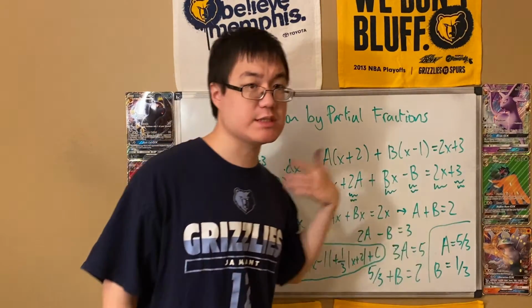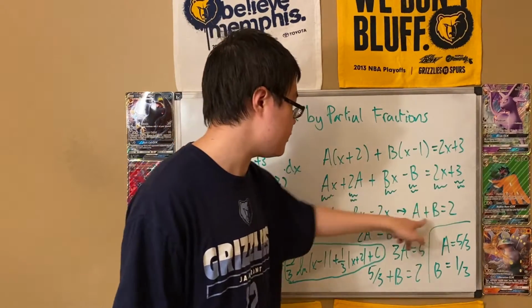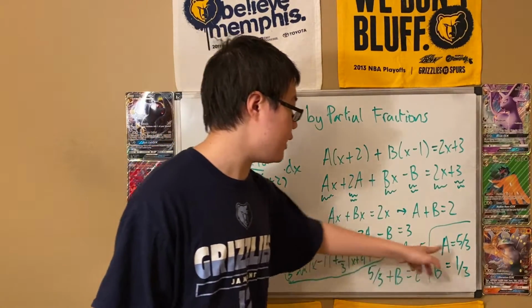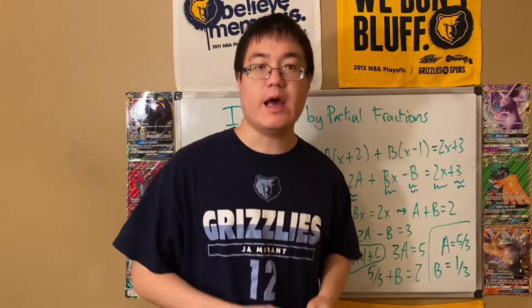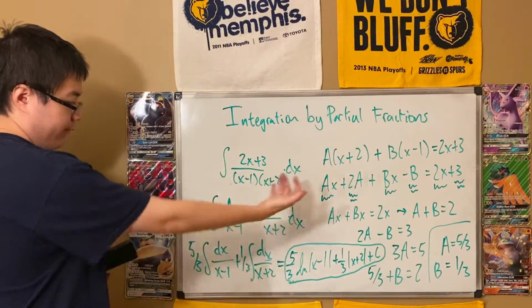Then you use your system of equations, either substitute or eliminate. In this case, it was easiest to eliminate. We added these two equations together. We got that a was 5/3, we got b is 1/3. And those are important constants. We replace them with where they go, and we take them out.